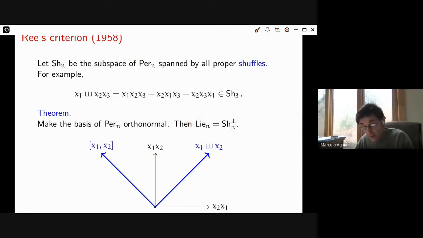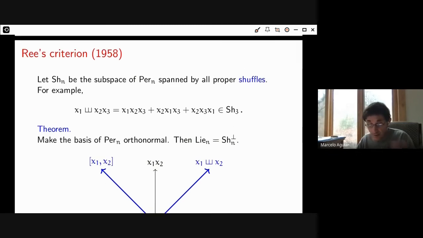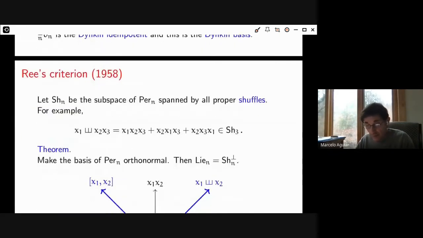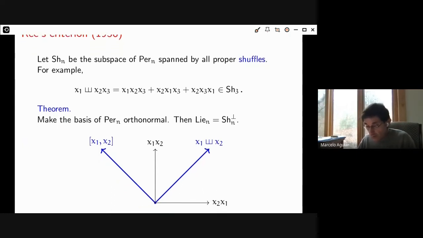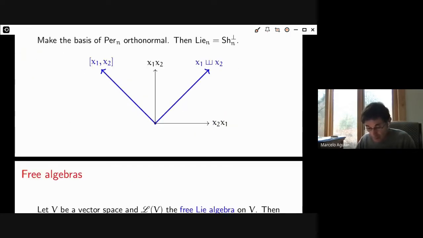So all these criteria that we are discussing, this criterion of Ree, and to an extent, this theorem of Dynkin that we mentioned before, are attempts at describing the space Lie_n in more explicit terms. So it was defined as the space spanned by all Lie bracketings, but there are many alternative characterizations of the space, and that's what's common about all these criteria that I am discussing. So this is one way of describing Lie_n in a different manner as the orthogonal complement of the space of shuffles.